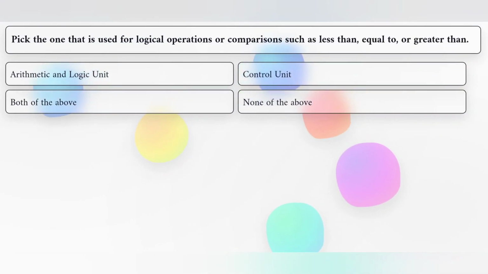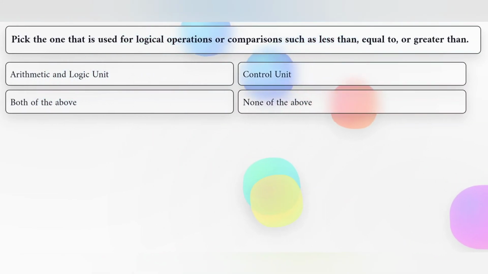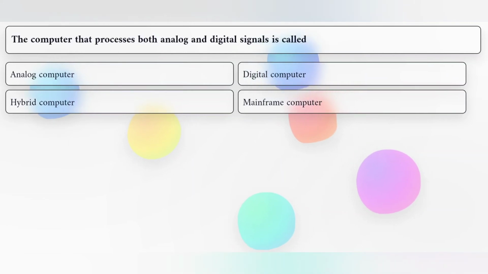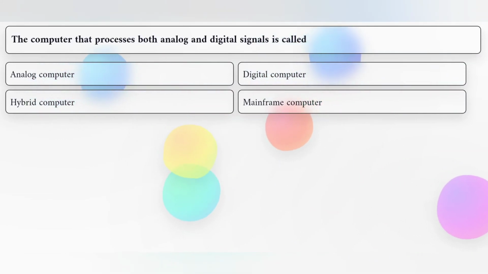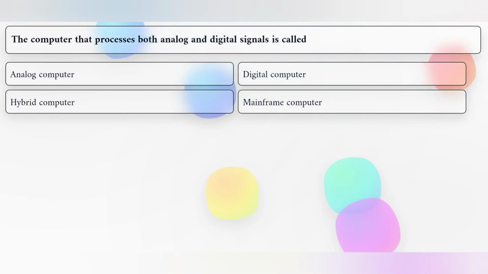Pick the one that is used for logical operations or comparisons such as less than, equal to, or greater than. Arithmetic and logic unit, control unit, both of the above, none of the above. The computer that processes both analog and digital signals is called analog computer, digital computer, hybrid computer, mainframe computer.